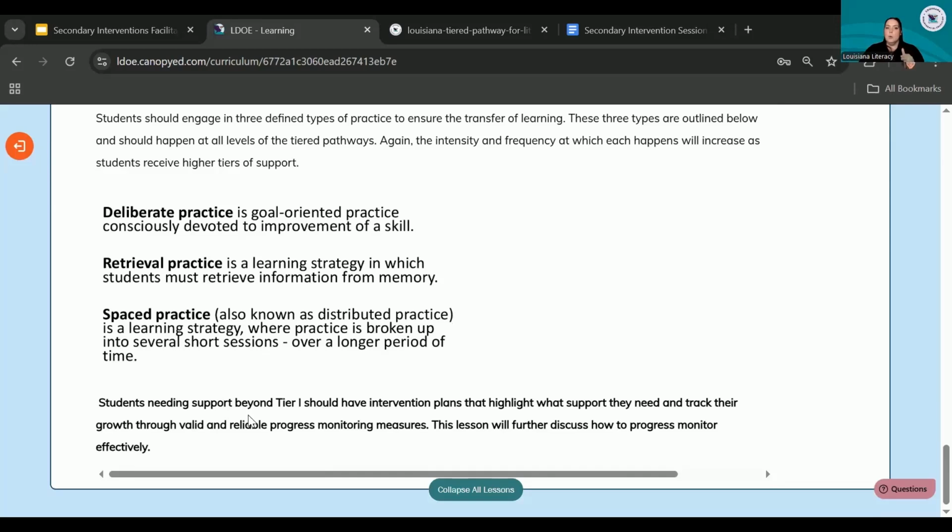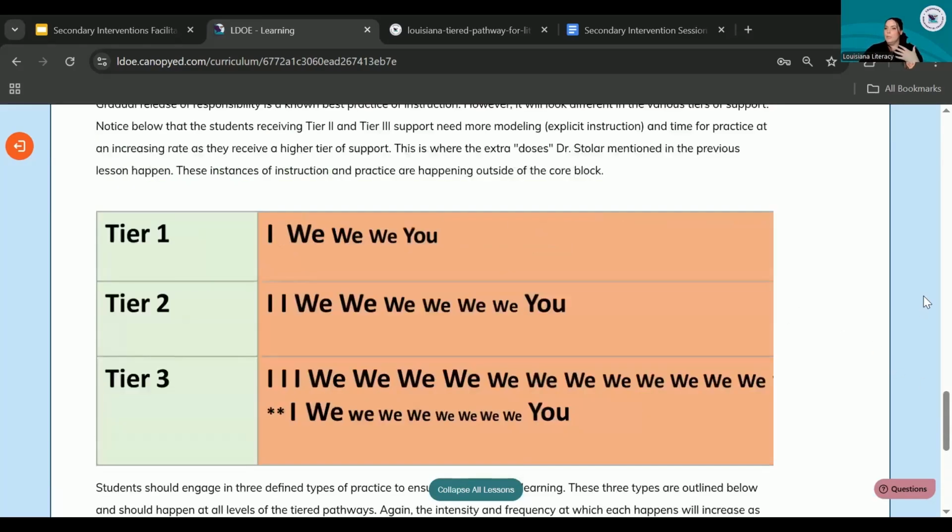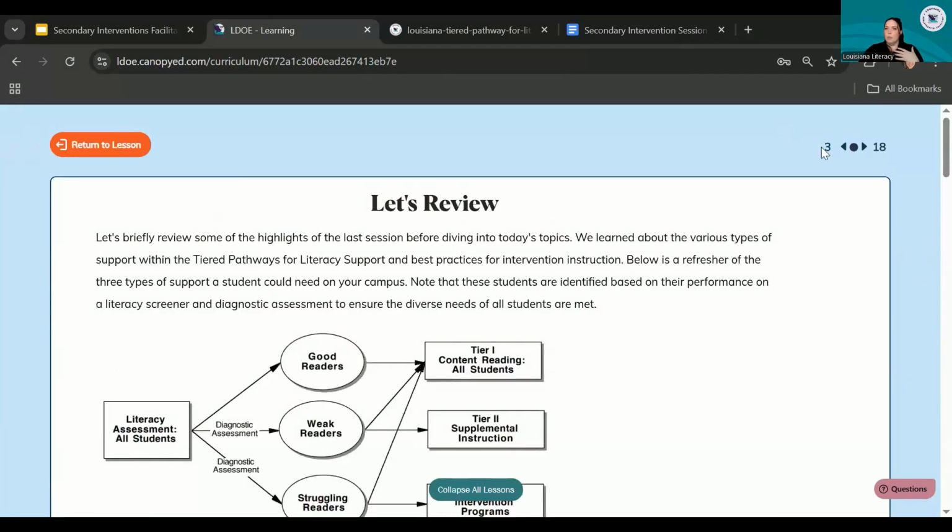And then students needing support beyond Tier 1 are going to need intervention plans that highlight what support they specifically need. And this is where today's lesson is going to come into play. We need to track their growth through valid and reliable progress monitoring measures. So that's what we'll focus on once we get to the real meat and potatoes of today's lesson. But I wanted to make sure we reviewed that.